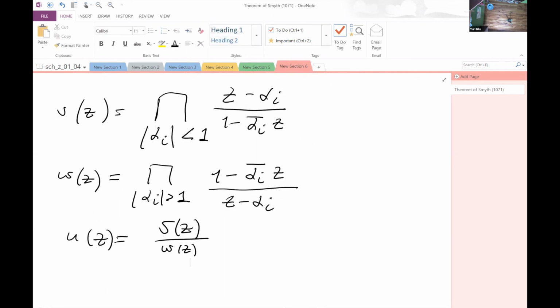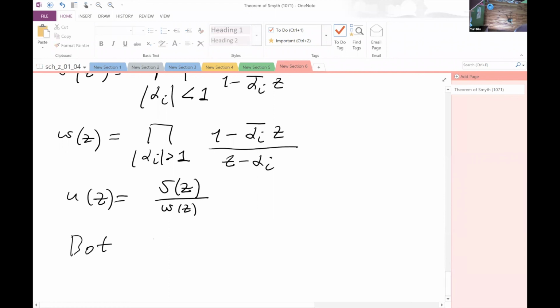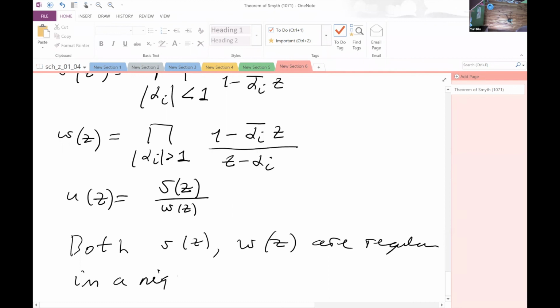And now look, both are regular in the neighborhood of the closed disk, because here alpha I is small, so the denominator does not vanish in the disk. And here again, since alpha I is big, the denominator does not vanish in the disk. So both V and W are regular in the neighborhood of the unit disk.